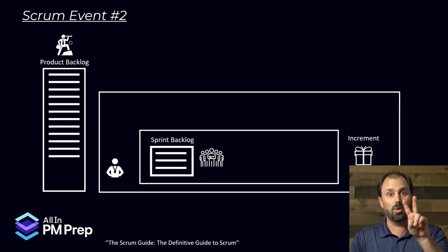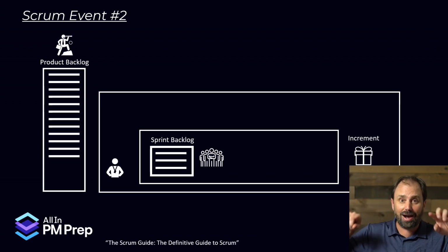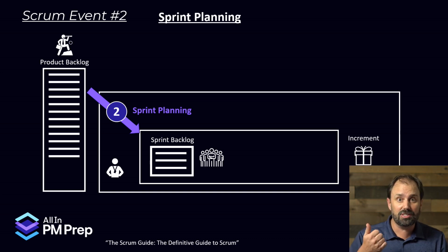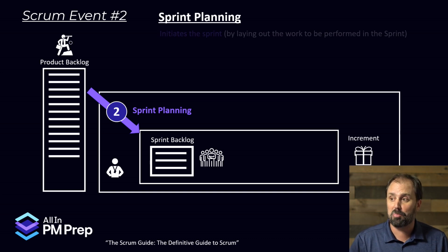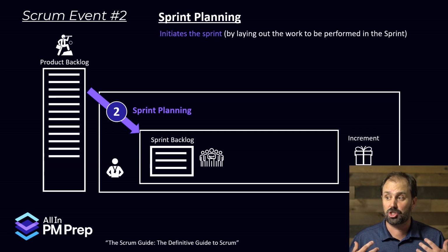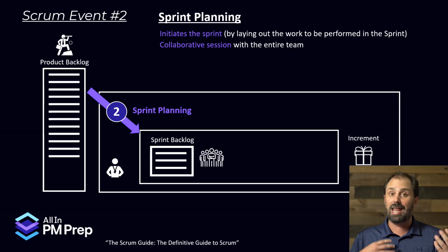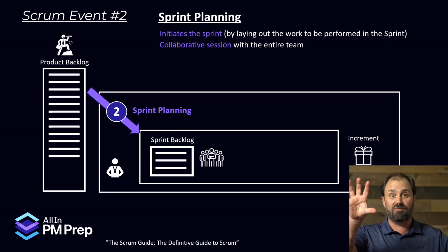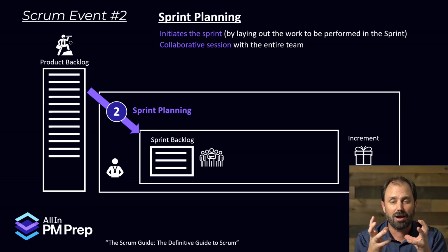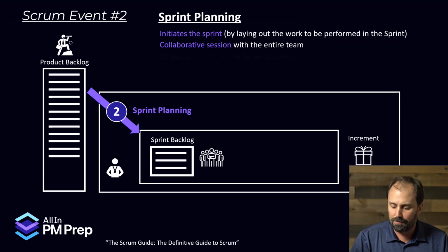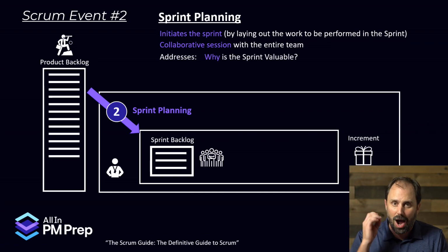Now, Scrum event number 2. Now that we have the box that contains everything, it's sprint planning. That's the first event that happens, okay? Sprint planning is where we initiate the sprint by laying out the work that needs to be performed during the sprint, okay? Now, it's a collaborative session. Product owner, developer, Scrum Master, all got to be in there. Product owner and developers working together to define why the sprint is valuable. Product owner would bring that.